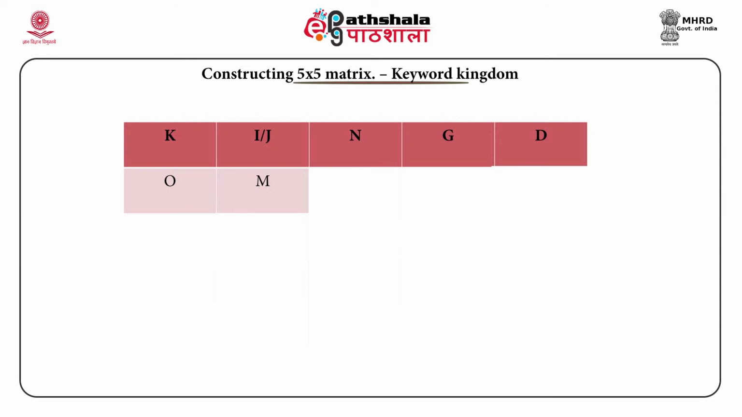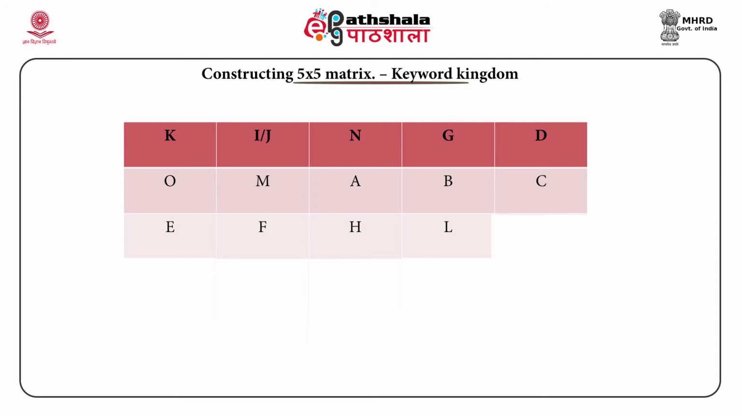Once you have put your key, now arrange the rest of the English alphabet. So start with A, then put B, then C, then check D. D we already kept as a part of the key, so skip D, then take E, F. G is already part of the key, so skip H. I is also part of the key, so skip, then put L.